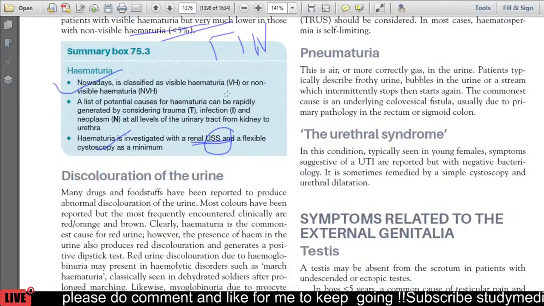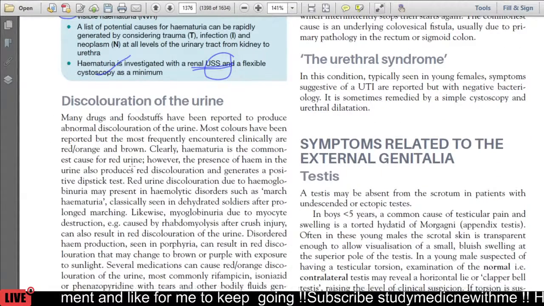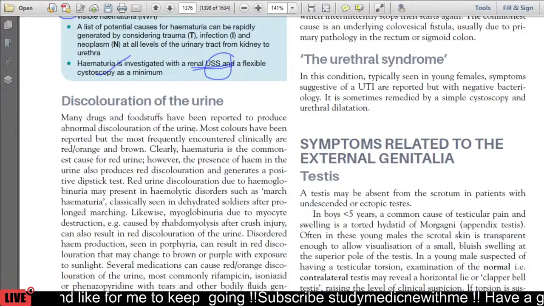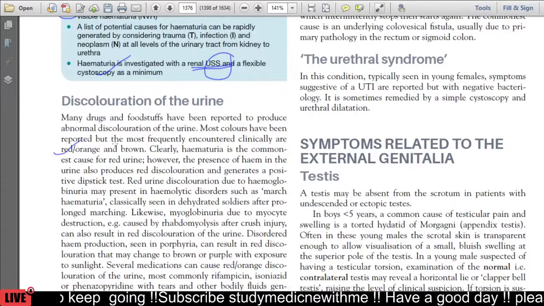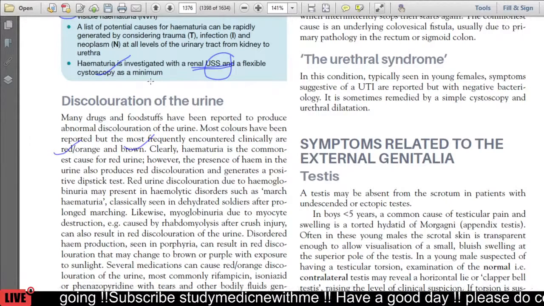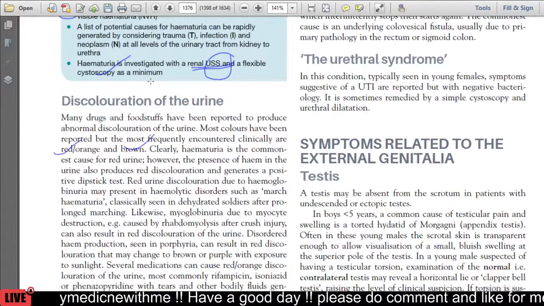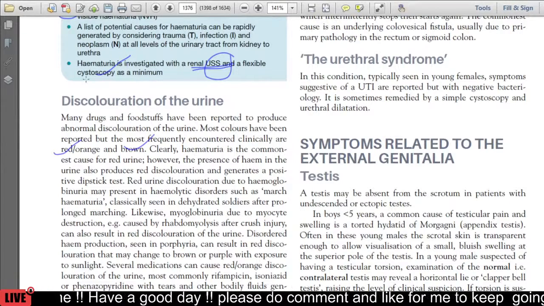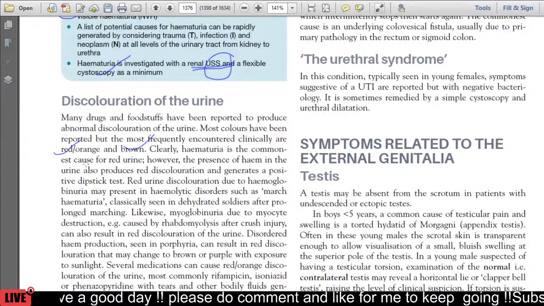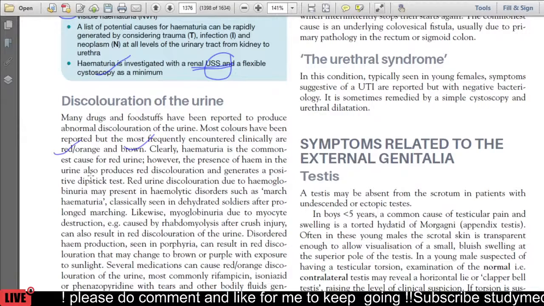Okay. Discoloration of the urine. Many drugs and foodstuffs have been reported to produce abnormal discoloration of the urine. Most colors have been reported, but the most frequently encountered clinically are red, orange, or brown. Clearly, hematuria is the commonest cause of red urine. However, the presence of heme in the urine also produces red discoloration and generates a positive dipstick test. So if there is any presence of hemoglobin in the urine, there is a positive dipstick test.